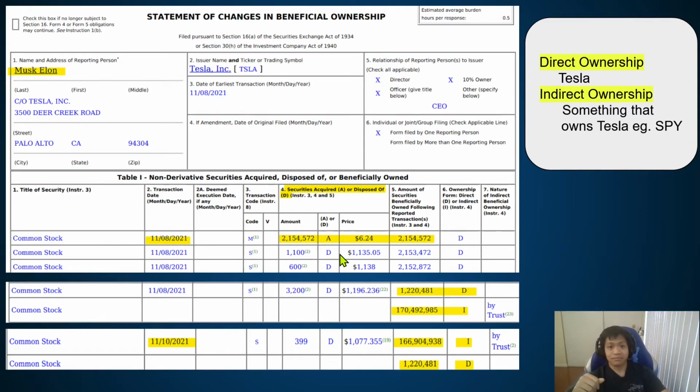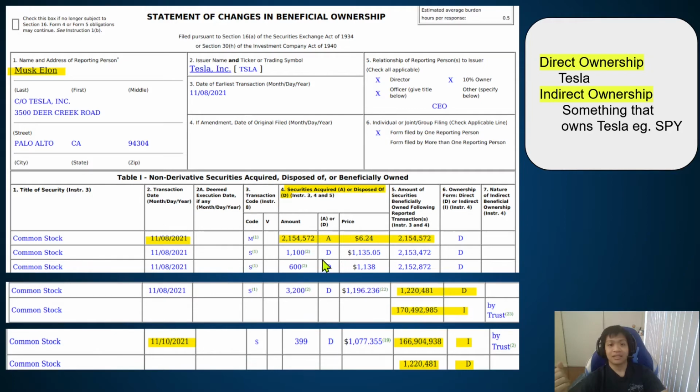For direct ownership, on November 8th, 2021, he exercised some options. As you can see here, A is securities acquired. So he got 2,154,572 Tesla shares at a price of $6.24. Those are some options that he had, and it's a really good deal. I think he got them back in like 2012, around there. And anyway, he exercised his options to buy those shares at that price. And then at the beginning of November 8th, 2021, he had that many shares right here as direct ownership.